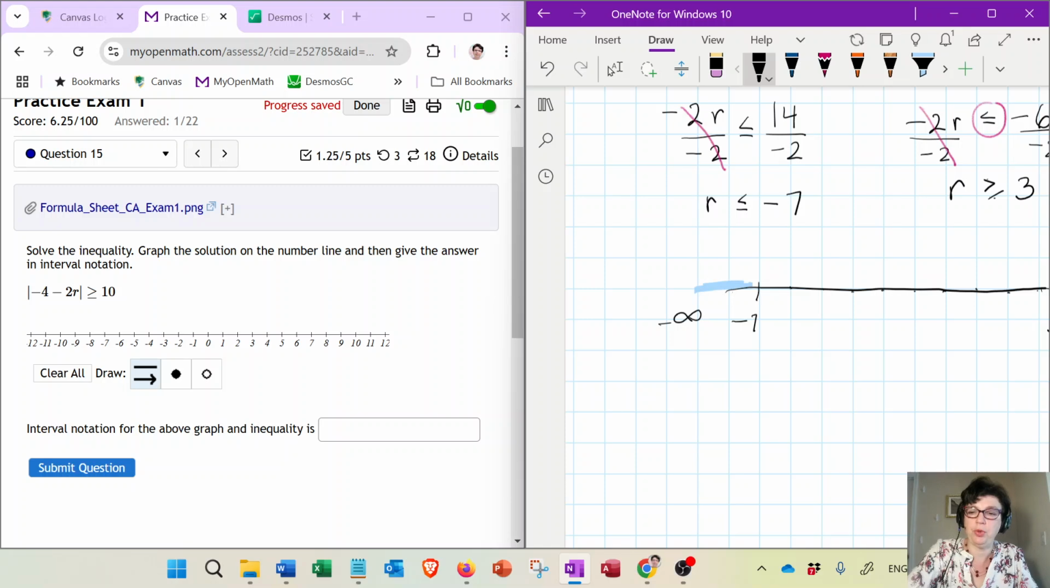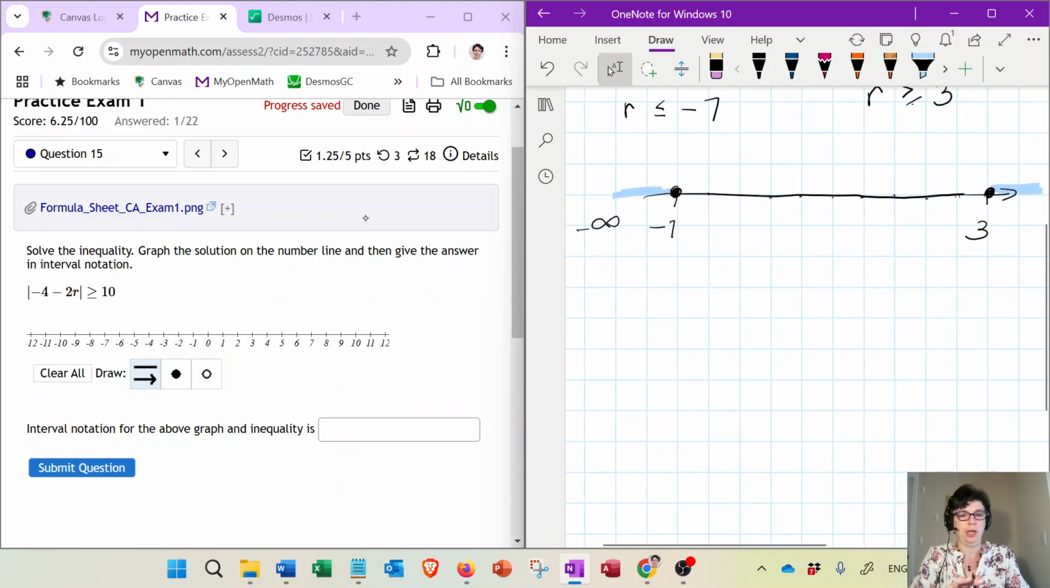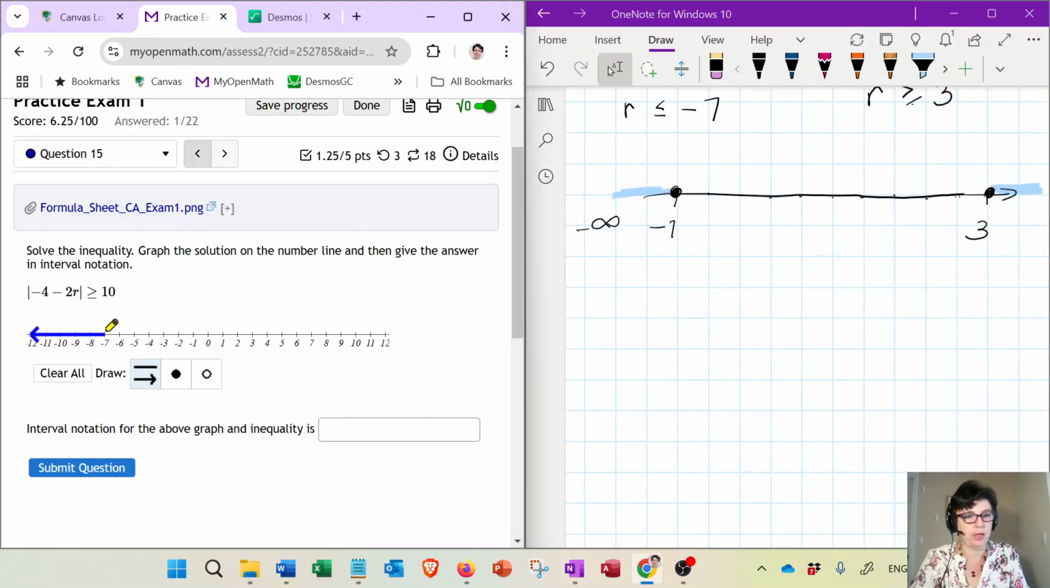Now you also have to note that the dot here is going to be solid because this is not a strict inequality. It includes negative 7 itself. On the other side, this also includes 3. So let's see if we can graph that. We go all the way to negative 7 here, and then here we start at 3 and go all the way up. And then we place solid dots on each end.